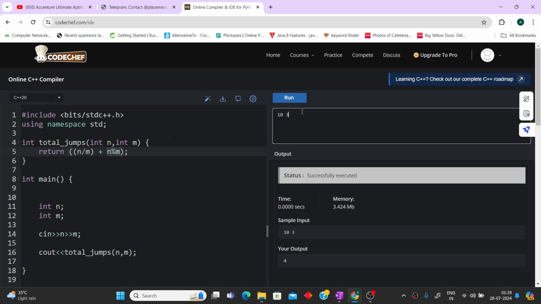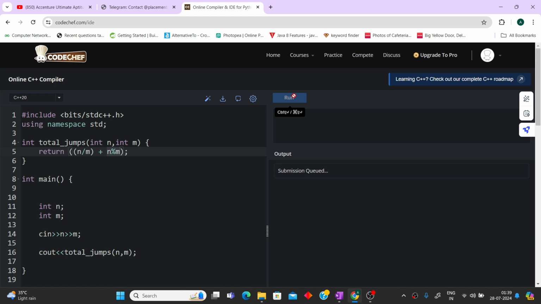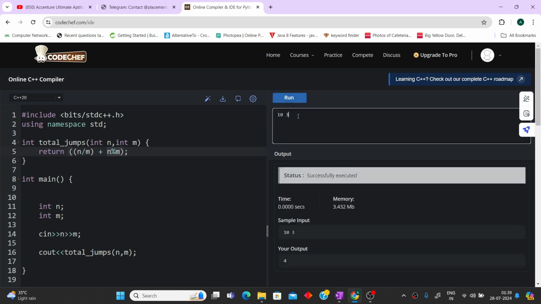If you run this test case 10 comma 3, it should give us 4 as an answer. Let me just run it. Then we will run 5 and 2 also, so n is 5 and m was 2.